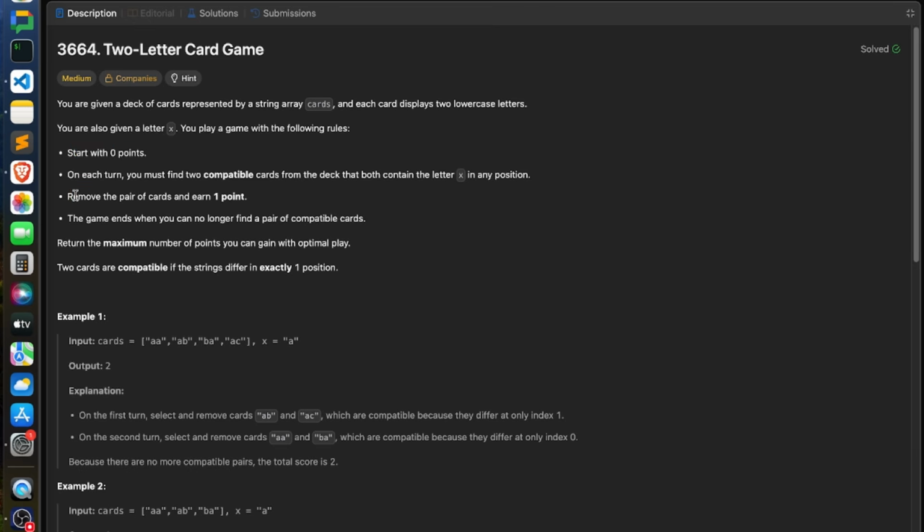Now you remove both cards of the pair and earn 1 point. The game ends when there is no longer a way to find a pair of compatible cards, and you return the maximum number of points you can gain with optimal play. And two cards are called compatible if the strings differ in exactly one position. All right, let's see how we can approach this problem.